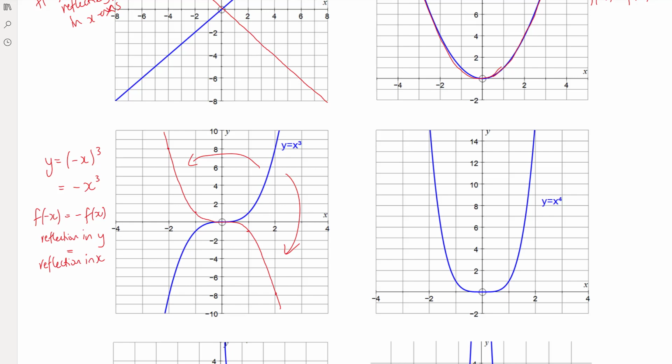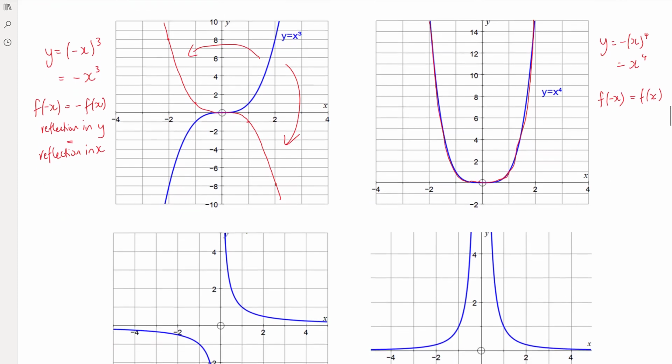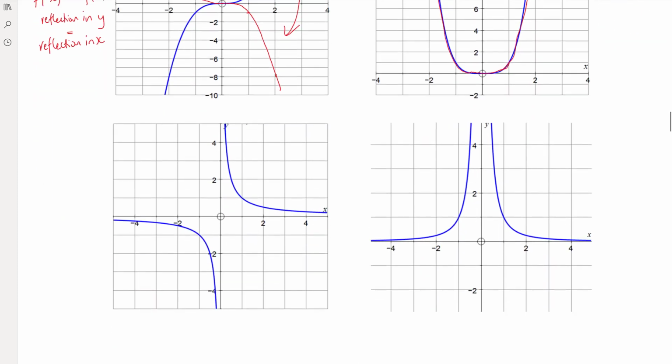Okay. The quartic, you reflect that graph in the y-axis and you get exactly the same graph. So just like the quadratic, the parabola, okay, y equals negative x to the power of 4 is the same as x to the power of 4. So we find that f of negative x, the reflection in the y-axis, just equals f of x. It doesn't actually change the graph at all. So again, we didn't need to think about reflecting in the y-axis for the quartic.